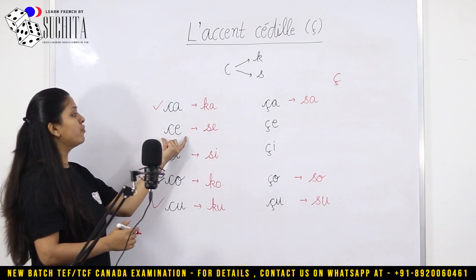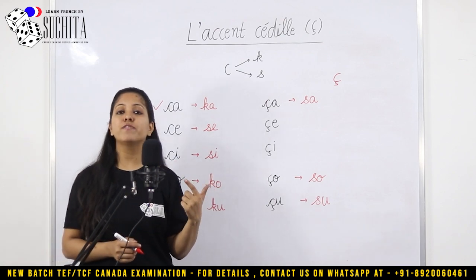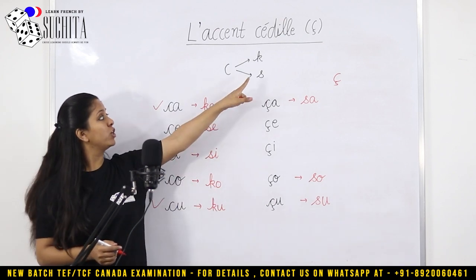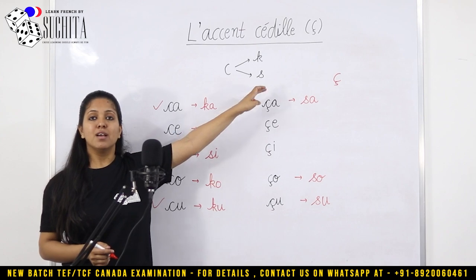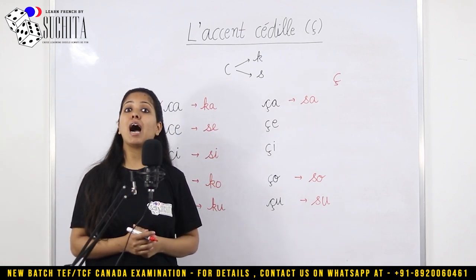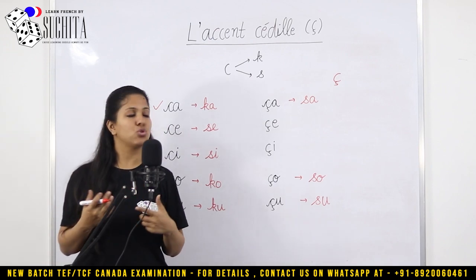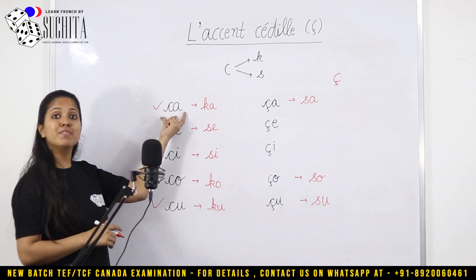However, if you have E or I after C, then the pronunciation of C in French is going to be se. Okay? Now, so that means CA in French would be ka. The pronunciation is going to be ka because A is A in French. Okay? So it becomes ka.